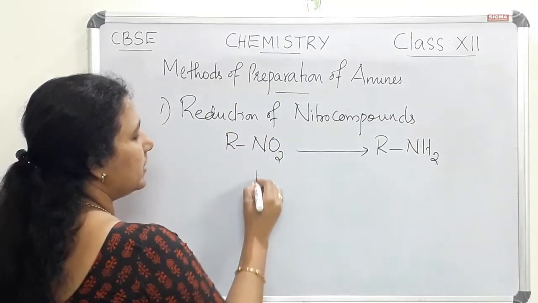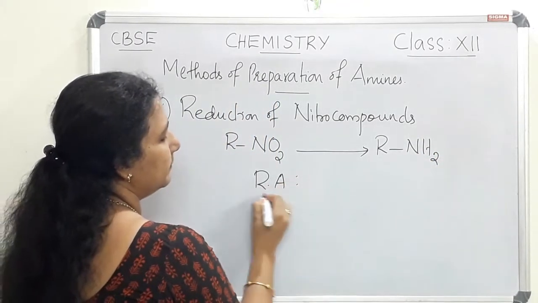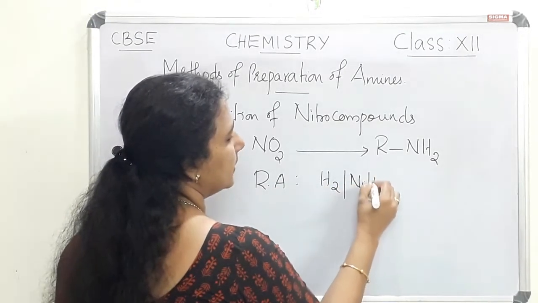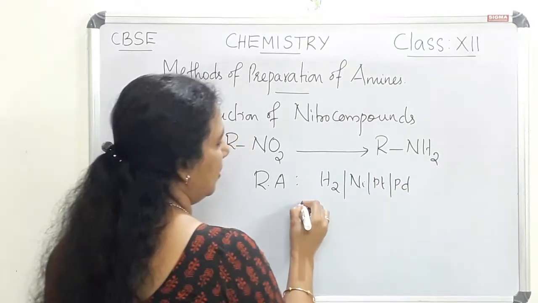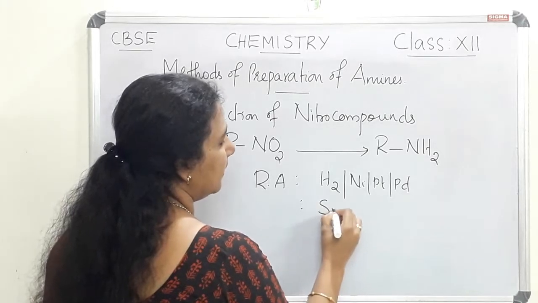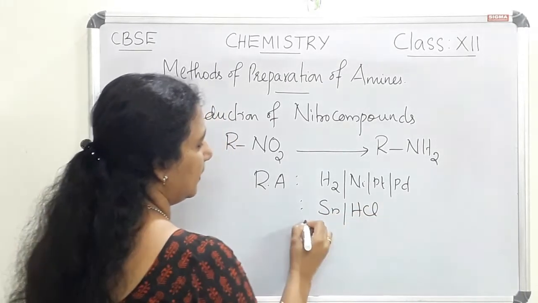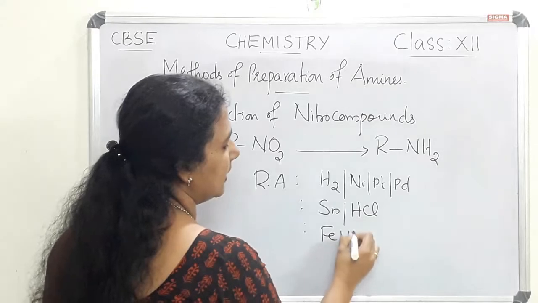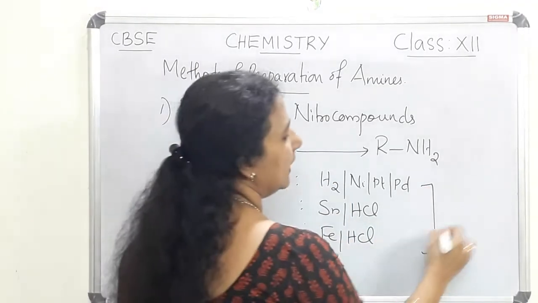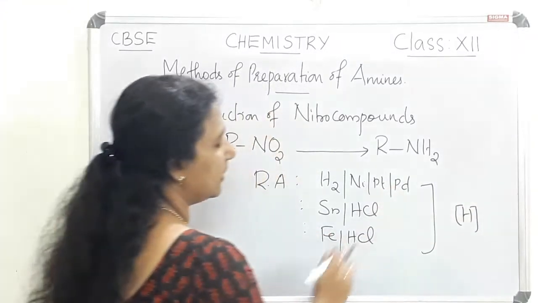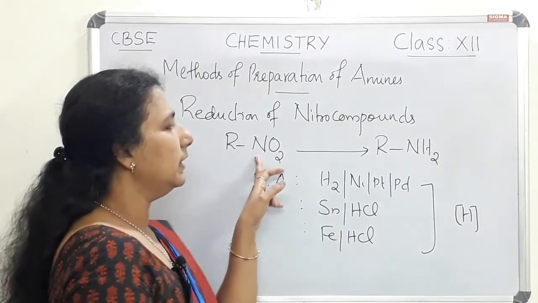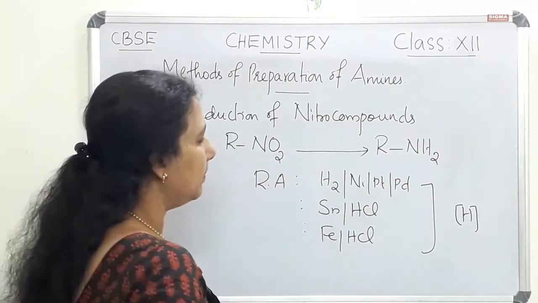Here the reducing agents can be hydrogen in presence of nickel, platinum or palladium, or we can use the reducing agent like Sn/HCl or Fe/HCl. So any of these reducing agents can be used to produce nascent hydrogen, and nitro compound can be reduced to the corresponding amine.